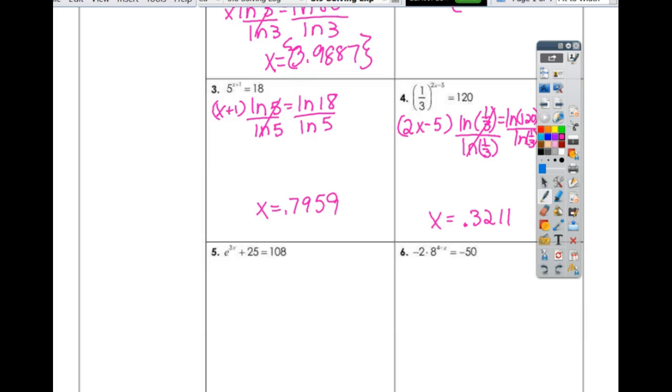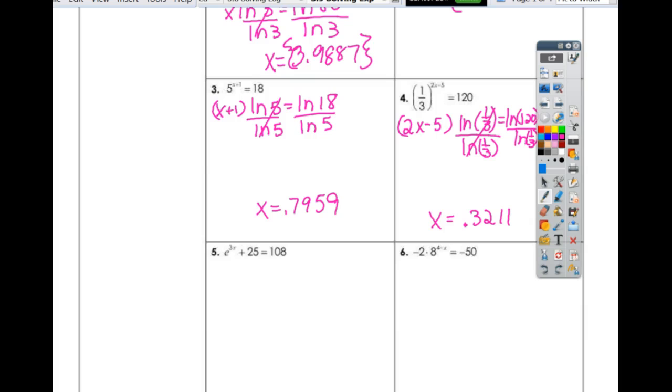Okay, how many of you got the 0.3211? Yeah? Oh, awesome. Okay. It took a while this morning. If any of the morning classes are listening, this was a lot longer than this.